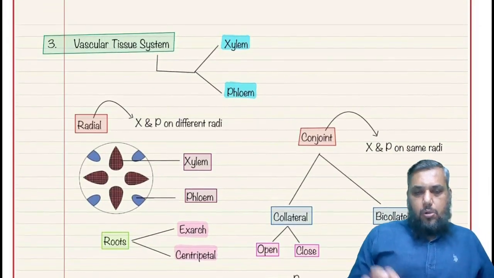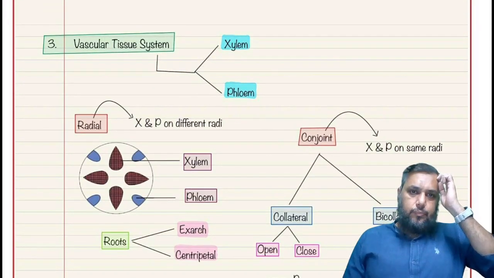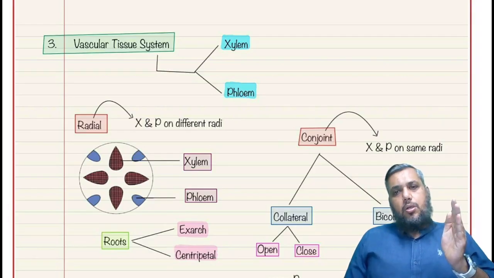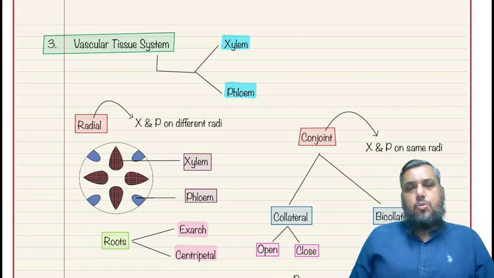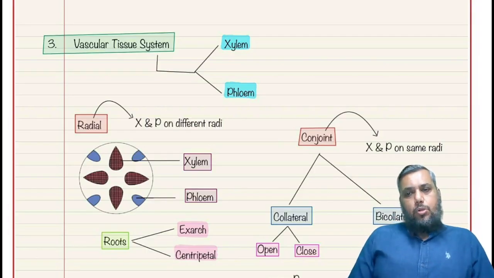And when we discuss the TS of a dicot root, stem and a leaf, and a monocot stem, root and a leaf, we will see the features of these ground tissue systems.